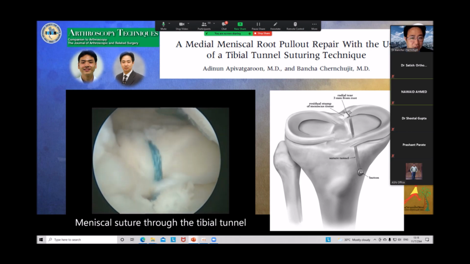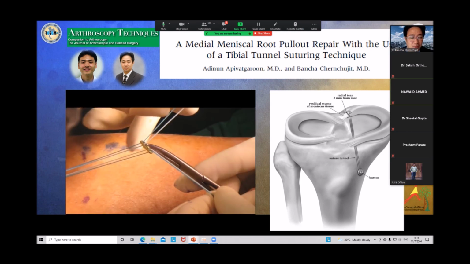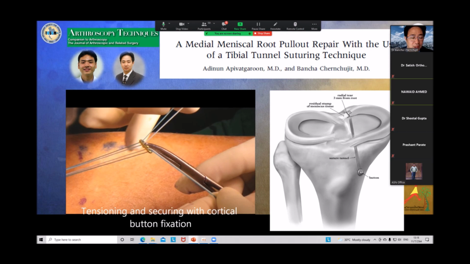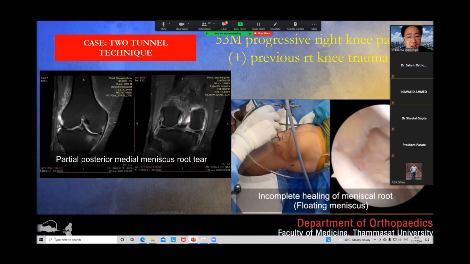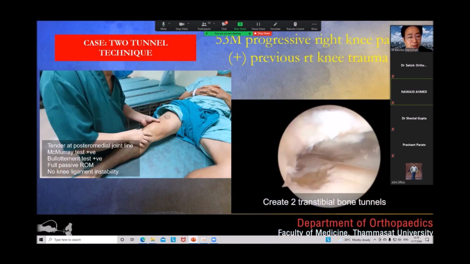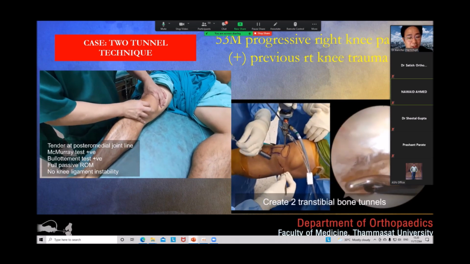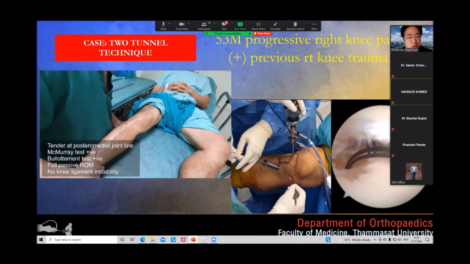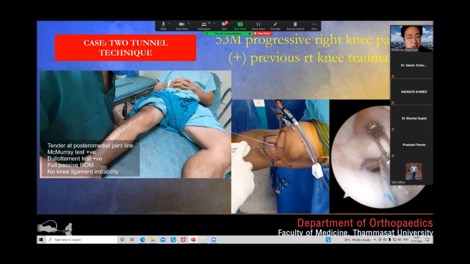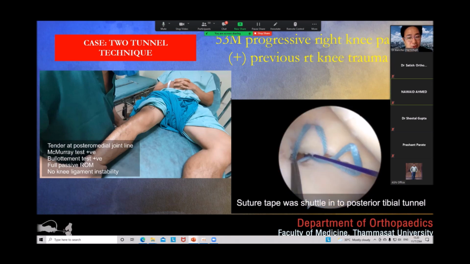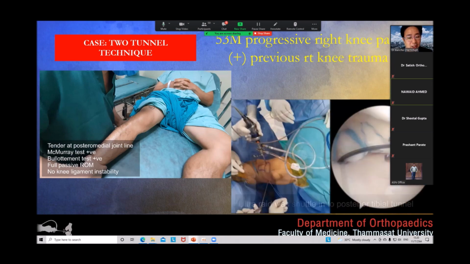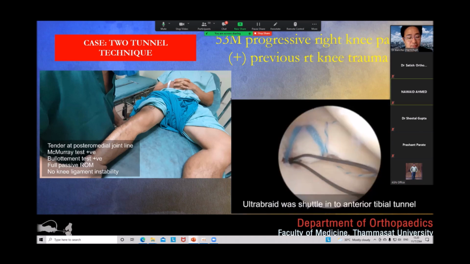You can make a transtibial tunnel suturing technique using a spinal needle and then tie the meniscus to the post. With the two tunnel technique, the benefit is that you can increase the contact area. Like this patient, he's an orthopedic doctor. I did the two tunnel technique for him. Actually, he requested that, and we used tape, and you can do a suture bridge fixation like this and suture to the post.